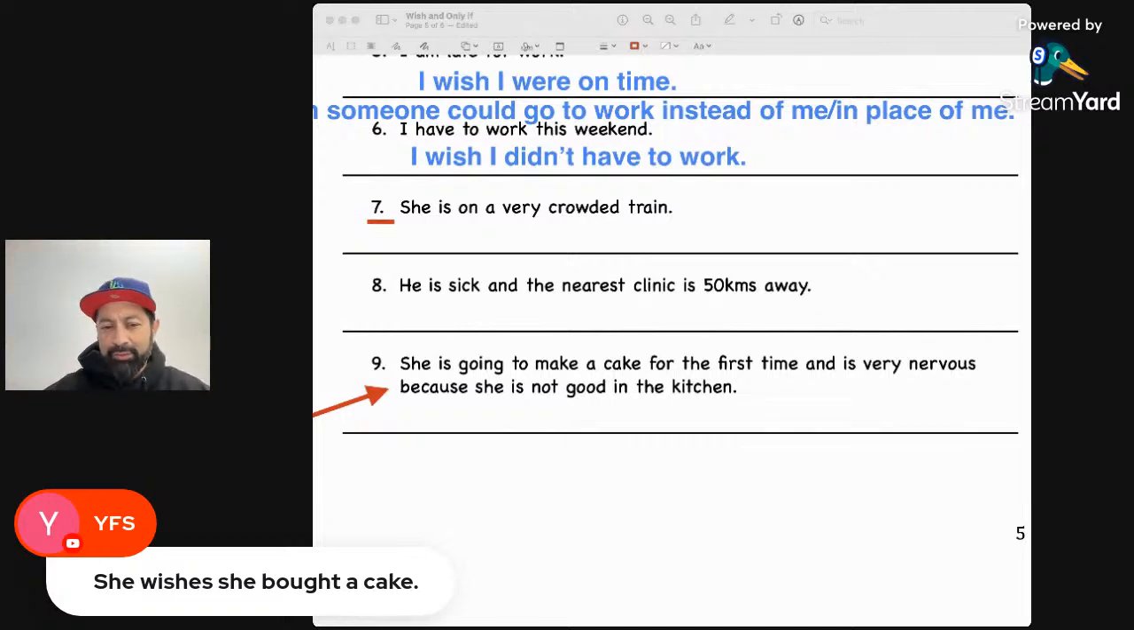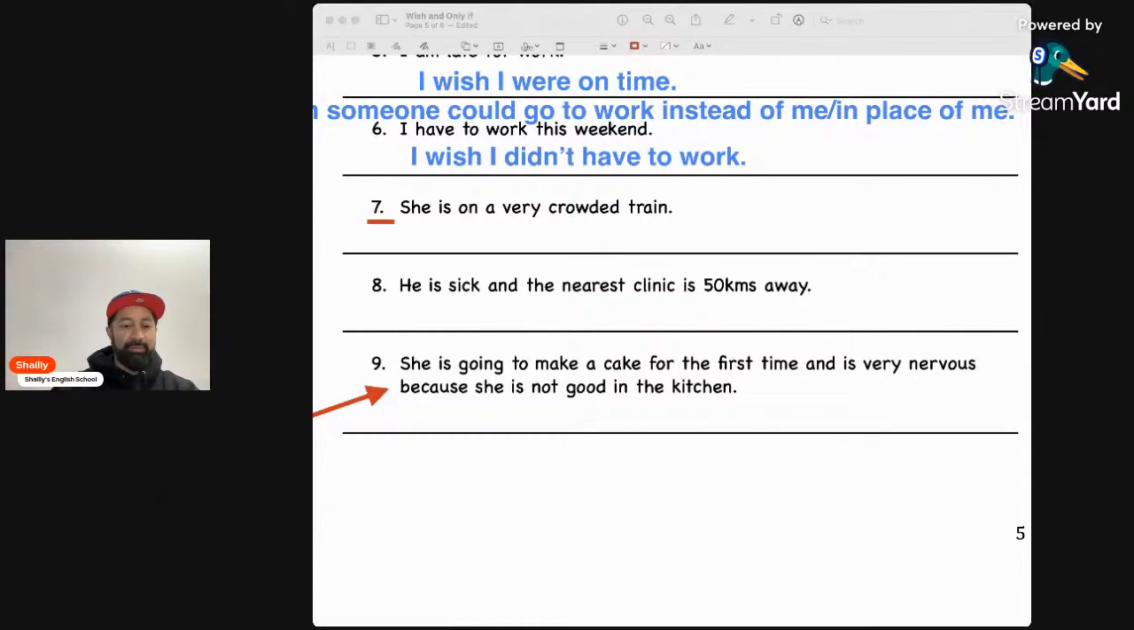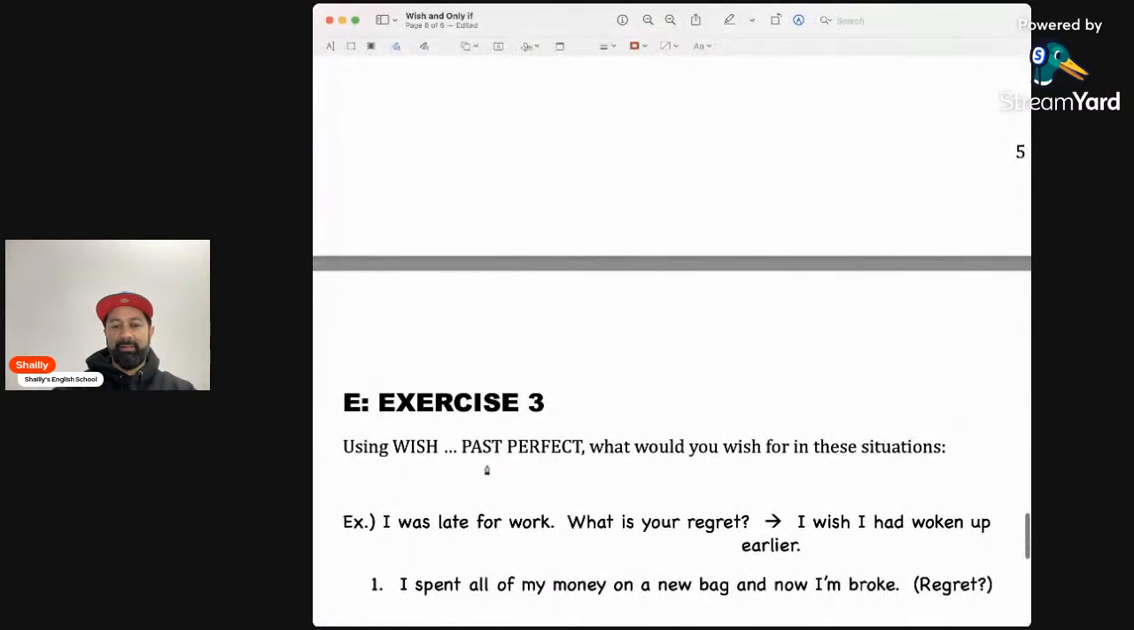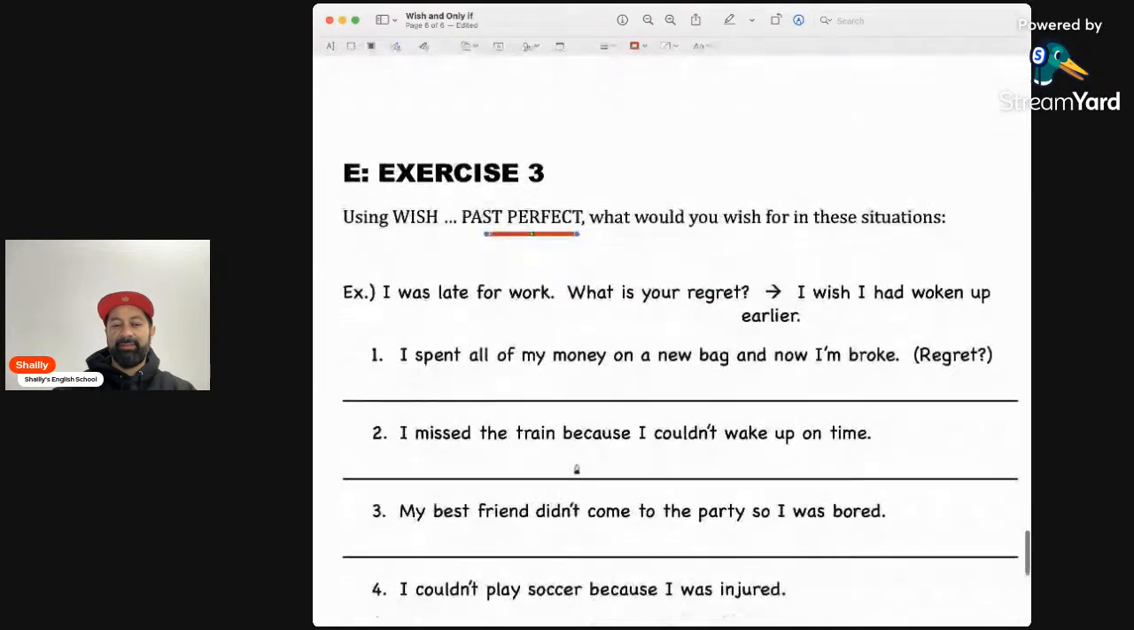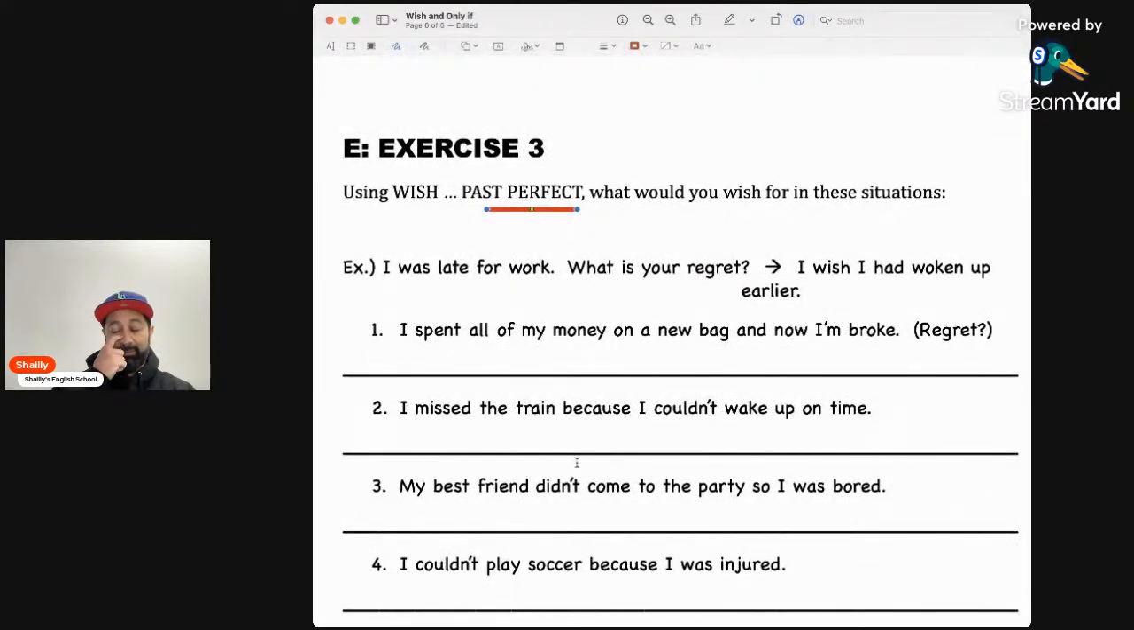Okay, we're going to do a few more. So we've gone over wish and would. We've gone over wish in the past and a little bit of wish and past perfect. And we're going to do only past perfect. We're going to do 2 of them together, and then 2 will be for homework. So number 3 and 4, this will be homework.